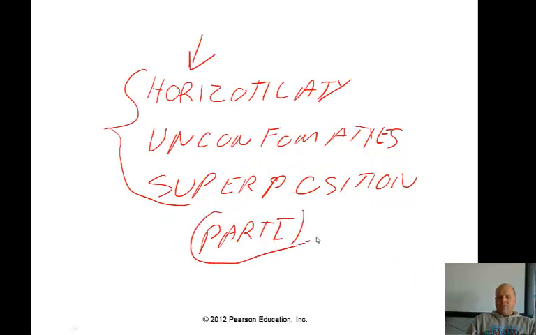There are some assignments that will go with this so you get an idea of what these are. And then from here, we're going to move on to part two, and we'll talk about some other major principles. All right, see you later.